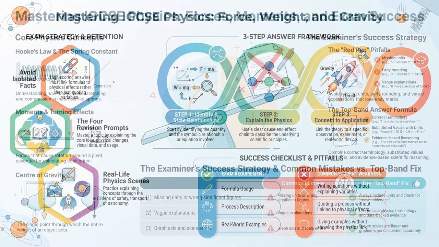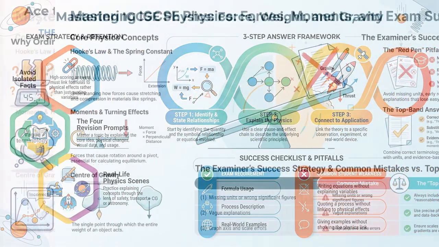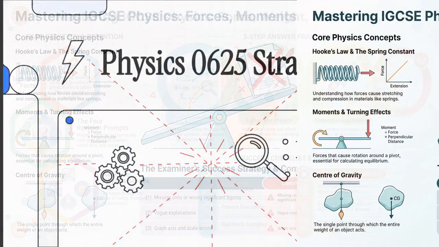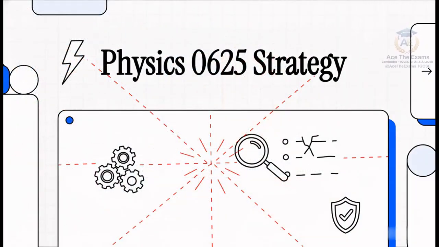You're bleeding marks in your Cambridge IGCSE physics exams right now, and I can literally guarantee it has absolutely zero to do with your actual understanding of the concepts. Today, we're fixing that. We're targeting the absolute smallest, most effortless changes you can make to your exam answers to guarantee maximum marks on the 0625 syllabus.